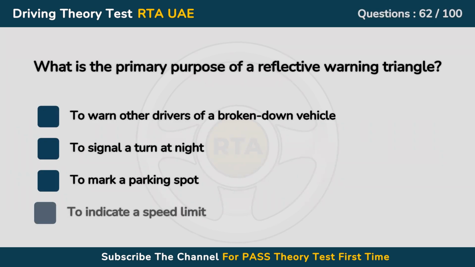Question 62. What is the primary purpose of a reflective warning triangle? A. To warn other drivers of a broken down vehicle. B. To signal a turn at night. C. To mark a parking spot. D. To indicate a speed limit.